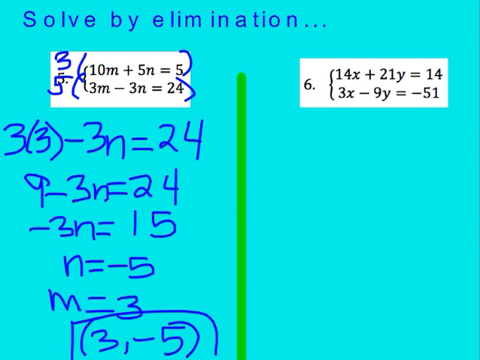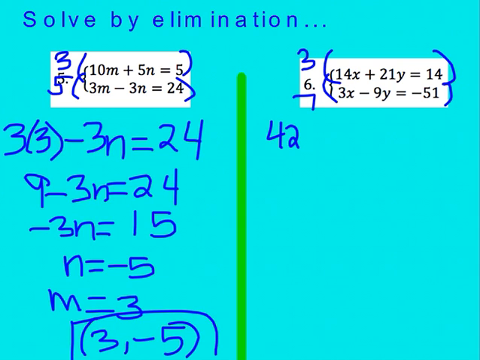Okay, so taking a look at number 6. Number 6 can get a little tricky. So I notice that my y's have opposites, but I don't know what the number is that they both multiply to. You could multiply the top equation by 9 and the bottom equation by 21, but then you're going to get really big numbers. So then I just started playing around with numbers, thinking, okay, what's going to multiply so that they have the same number? And I found out that they both multiply to 63. So then I can multiply this top equation by 3 and this bottom equation by 7. So let's go ahead and do that.